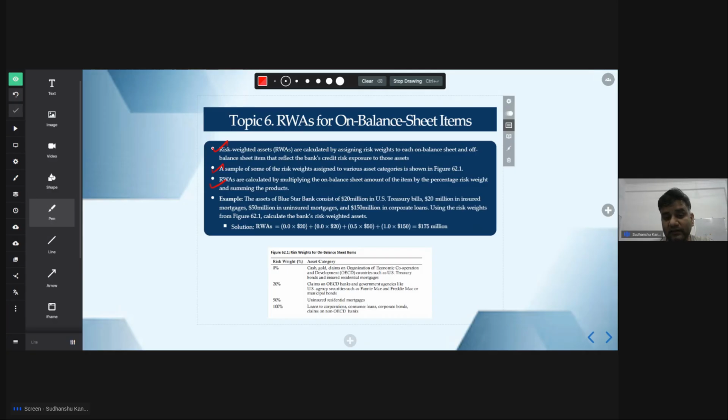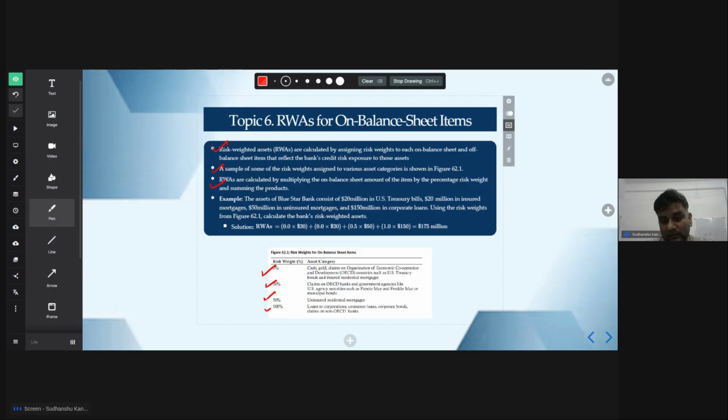Typical Basel I risk weights: if you look at the table, 0% for cash, gold, OECD sovereigns, the US Treasury, and insured residential mortgages; 20% for claims on OECD banks and government agencies; 50% on uninsured residential mortgages; and 100% on corporate loans, consumer loans, and non-OECD bank claims, right? These weights are coarse and bucket-based, which later became a key criticism of Basel I.